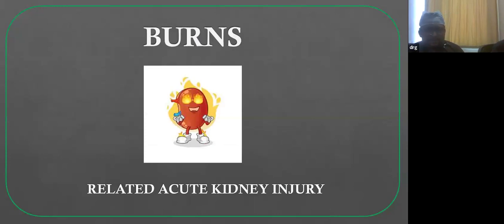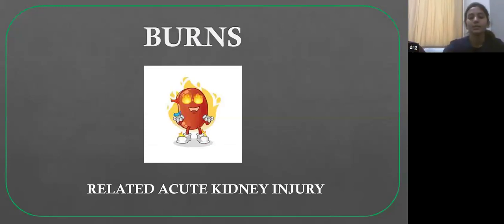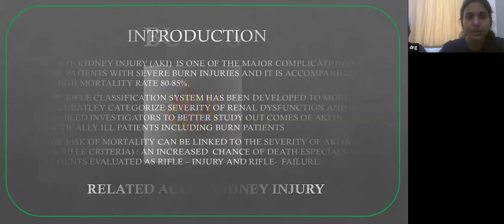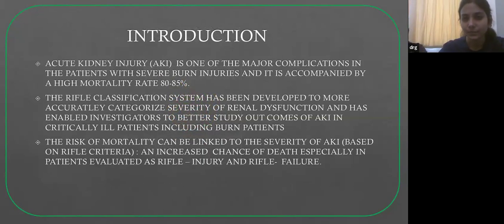Coming to burns. Acute kidney injury is one of the major complications in patients with severe burn injuries, and it's accompanied by a high mortality rate of up to 80 to 85%.